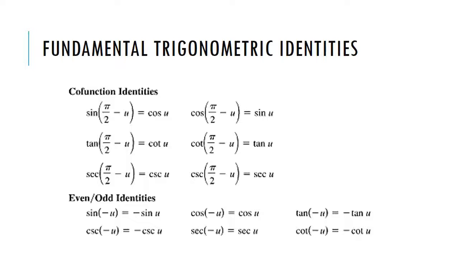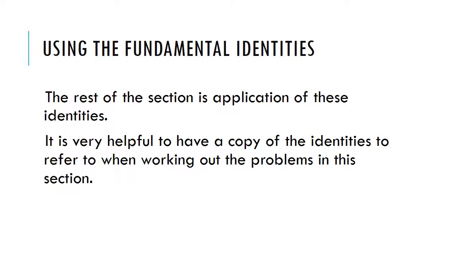The even odd identities just let us know what to do if you have a negative in front. If it's a sine or a cosecant, you can just pull that negative out front. If it's a tangent or cotangent, same thing. But if it's cosine or secant, the cosine of the negative of the angle is the same as the cosine of the positive. So if you remember that for cosine and secant the negative in front doesn't affect it, but it does on everything else, that will help. This section is the application of these identities, and it's really handy to have them in front of you. Jot them down while you're working out the problems.